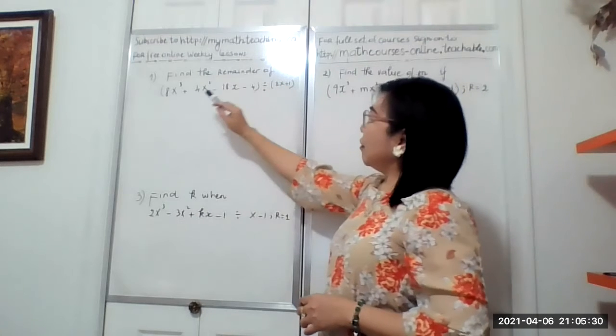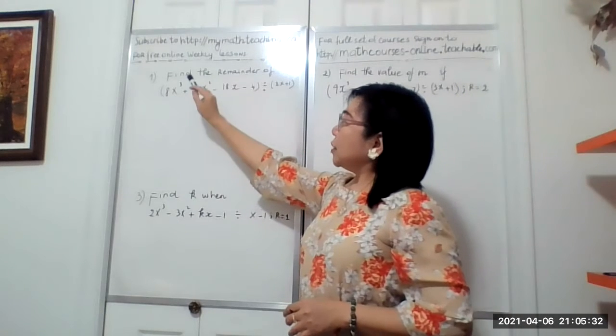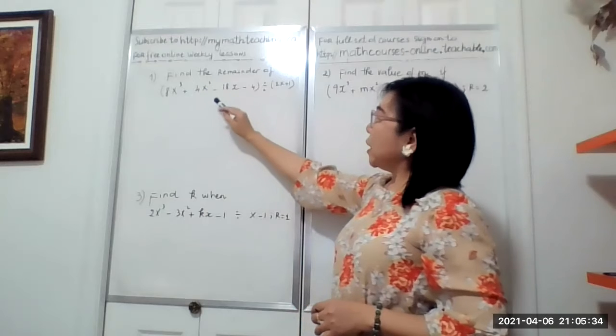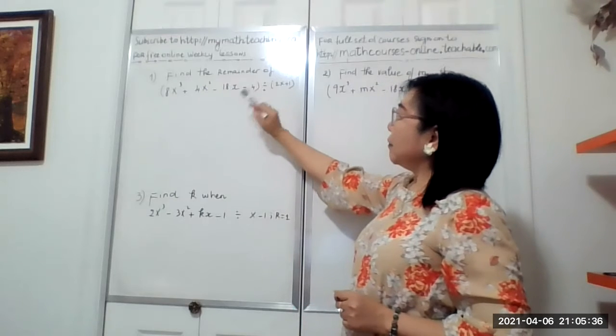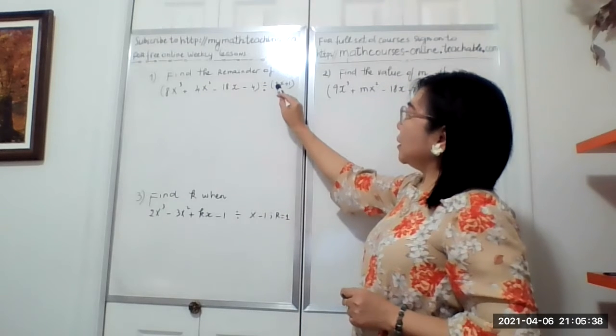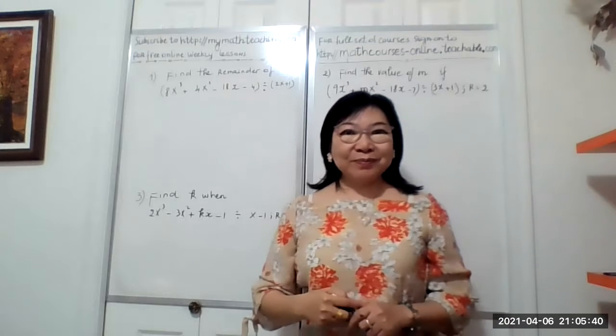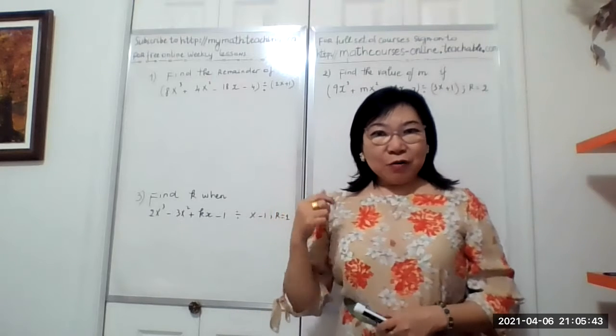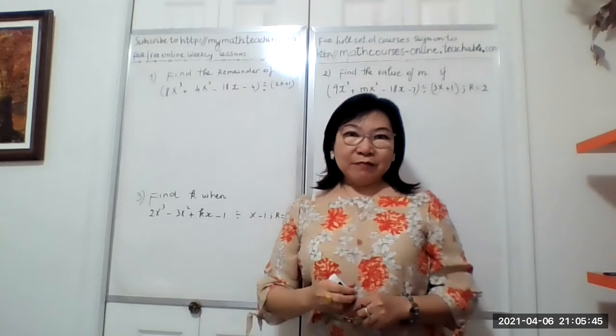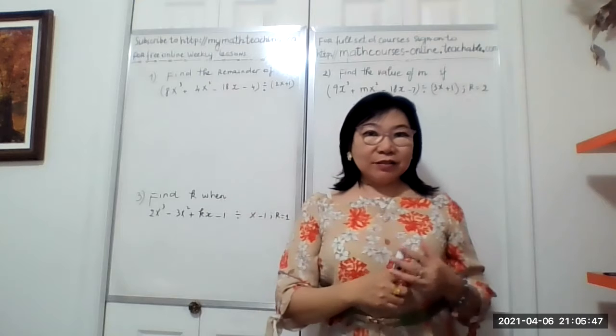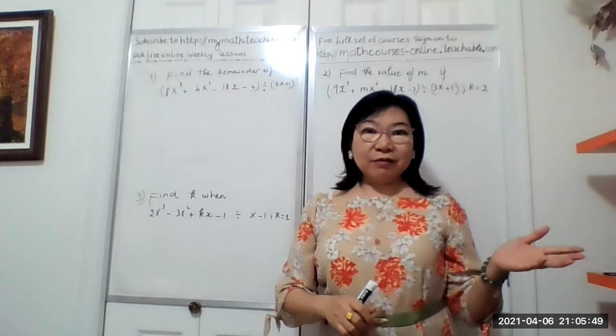Find the remainder of 4x to the power 3 plus 4x squared minus 18x minus 4 divided by 2x plus 1. This video follows from the previous video. I was talking about the remainder theorem.